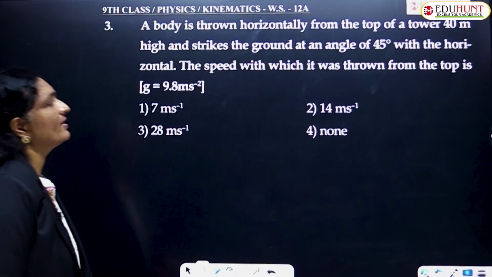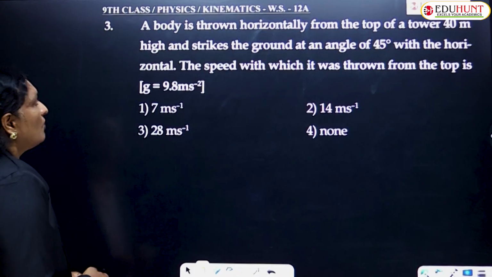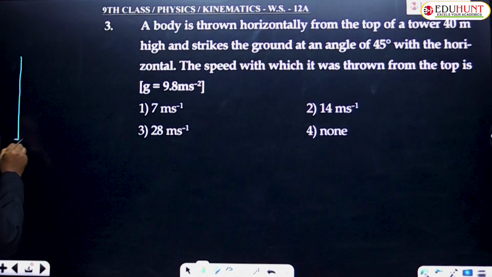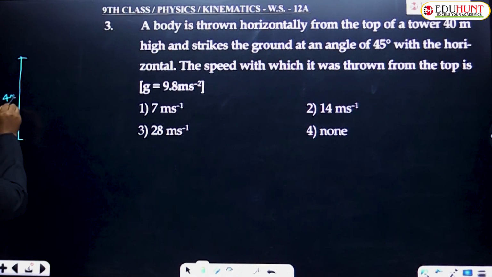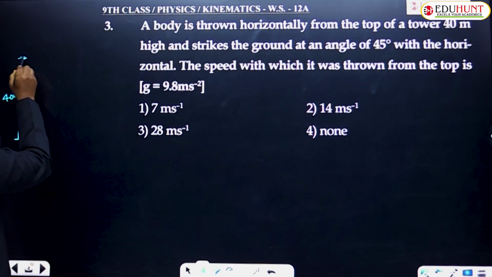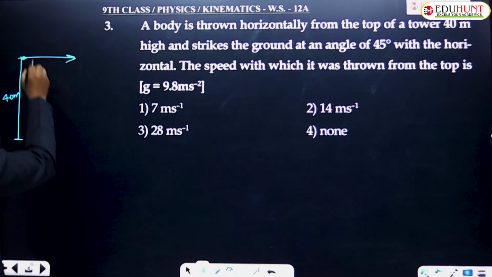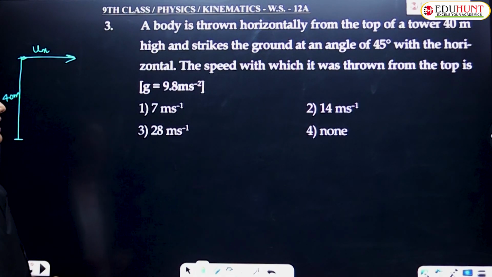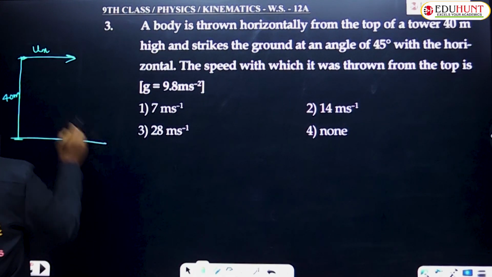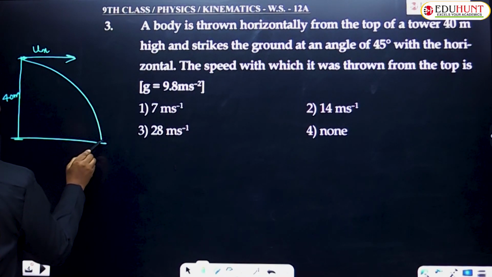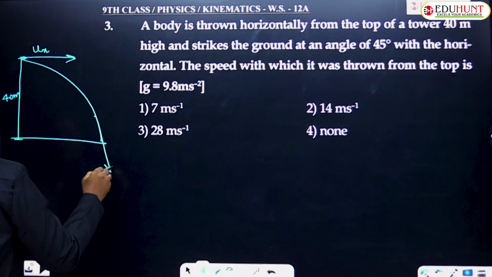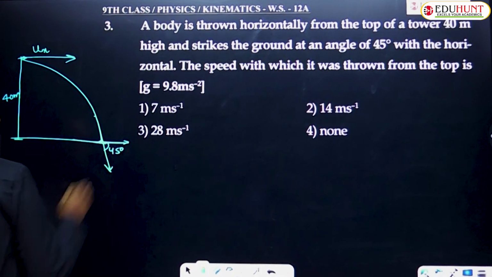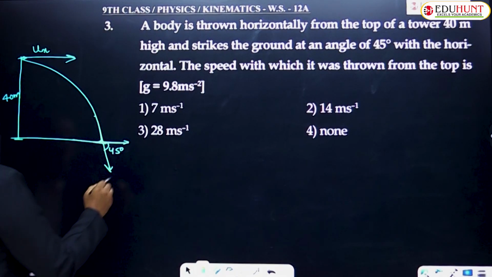Next, a body is thrown horizontally from the top of a tower 40 meters in height. A tower of height 40 meters was given. From the top of the tower, a body was thrown with some initial velocity, let us suppose Ux, and strikes the ground at an angle of 45 degrees with the horizontal, like this.